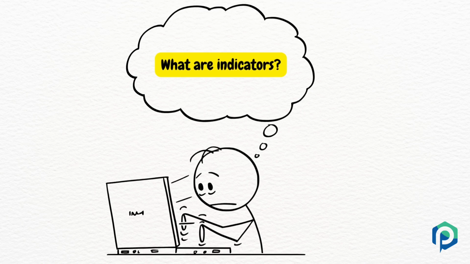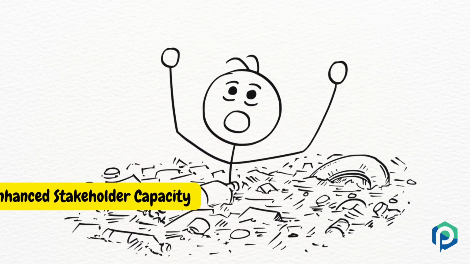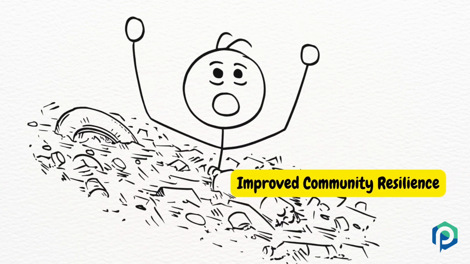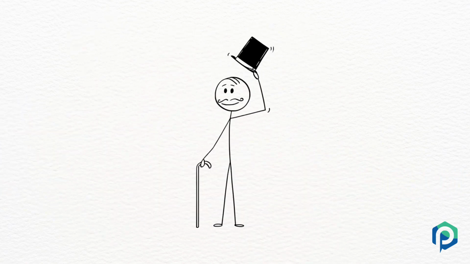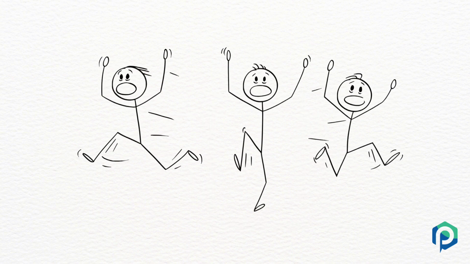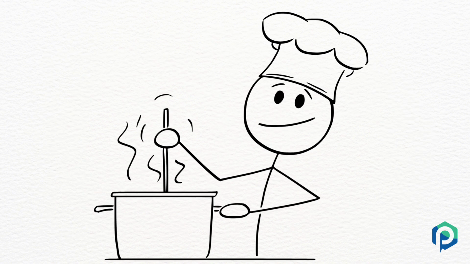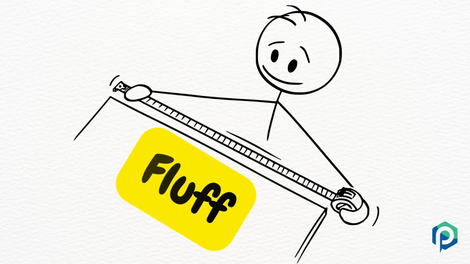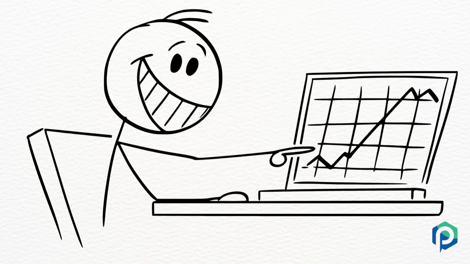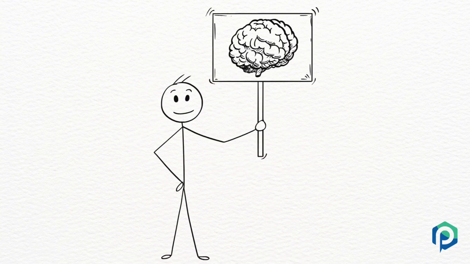So you're trying to set indicators for your project, and suddenly you're drowning in phrases like enhance stakeholder capacity or improve community resilience. Sounds fancy, but also as useful as a chocolate teapot. Don't panic. Today we're cracking the code on SMART indicators, the secret sauce to stop measuring fluff and start tracking actual progress. Spoiler alert, it's not rocket science. It's better. It's common sense with a fancy acronym.